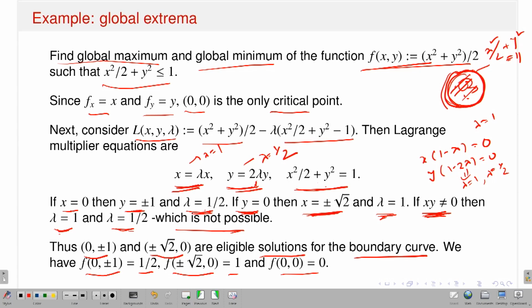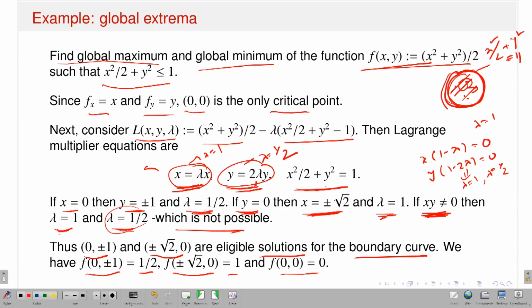So, if x is equal to 0, you will have something, if y is equal to 0, you have something, but if x, y is non-zero, then you will have a contradiction because you will have two possibilities, either lambda is equal to 1 or lambda is equal to half. Now, if I take lambda is equal to 1, then this equation will give you that y is equal to 0, and if I take lambda is equal to half, then this equation forces you to conclude that x is 0, which is a contradiction to the fact that I assumed x, y is non-zero. So, therefore, this case is not possible.